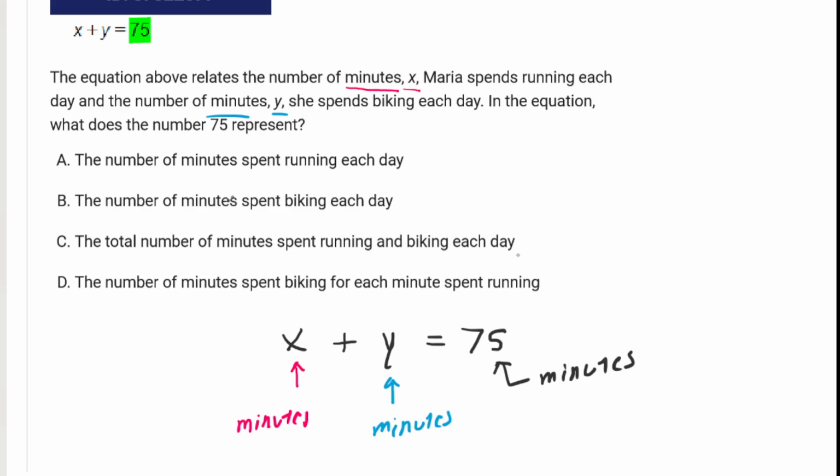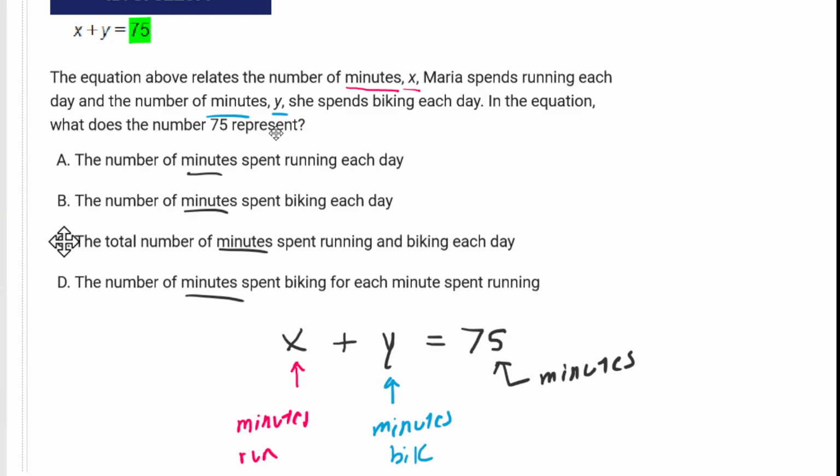And we can see that every single one of these choices says minutes. So that might not necessarily be helpful in this case, but it's something that I want you to keep in mind. Now, in the beginning here, x was the minutes spent running, and then the y was the minutes spent biking. Well, if you bike for y minutes and you run for x minutes, then you add those together, that would be the total amount of time that you spent exercising. So that seems to be choice C.